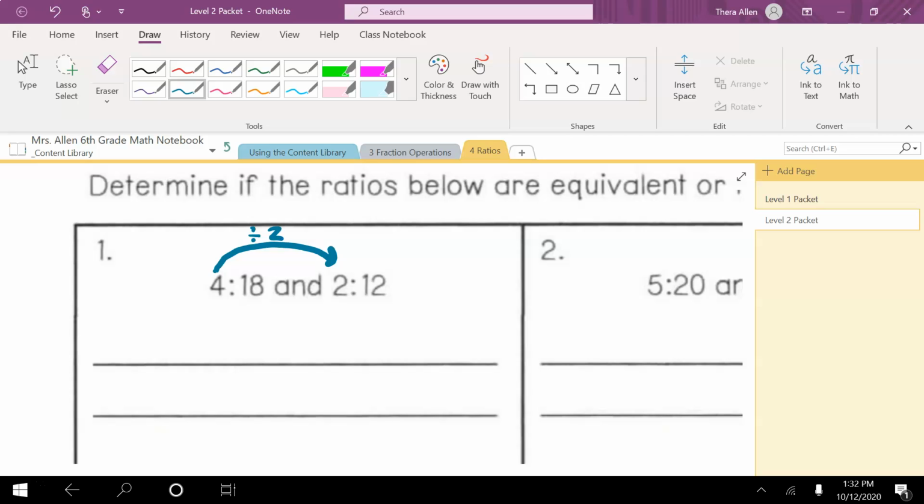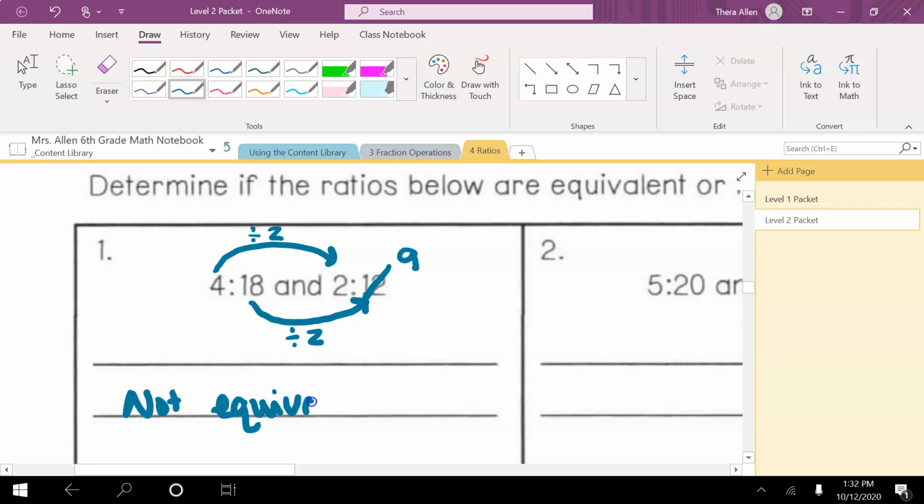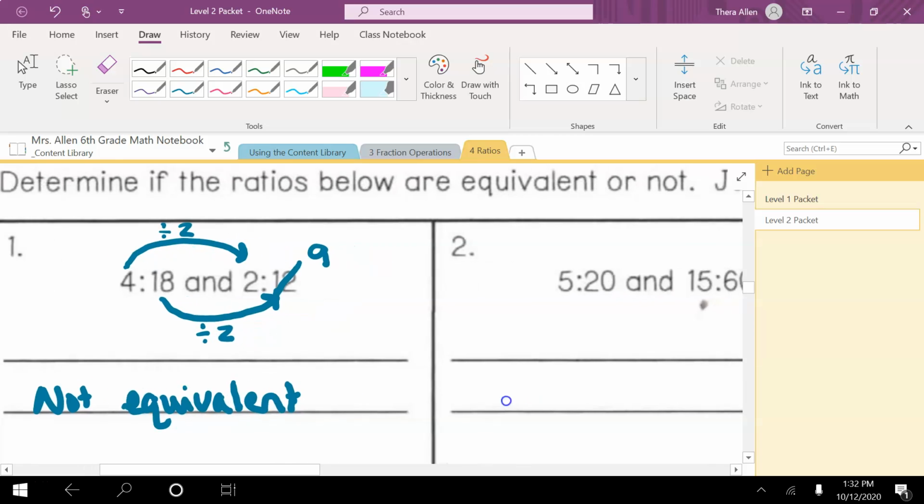And if I do that, then I also have to be able to do that to the other part of the ratio. I should be able to say 18 divided by 2, but 18 divided by 2 equals 9, not 12. And therefore, these two ratios are not equivalent. Let's look at the next set.